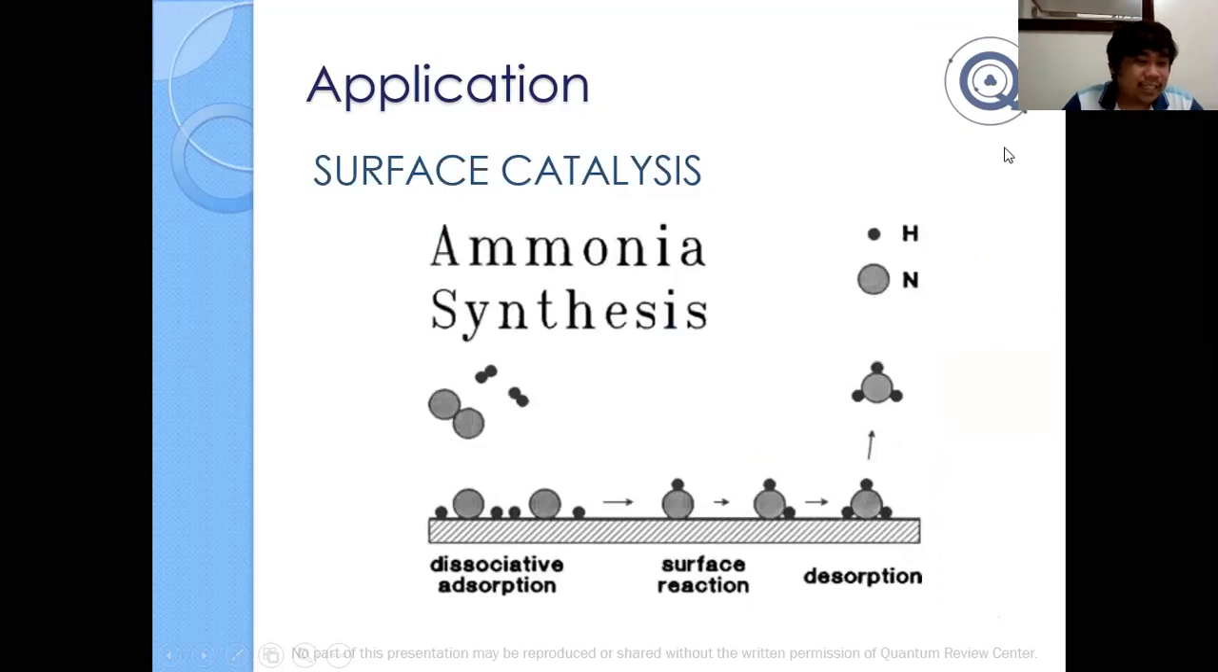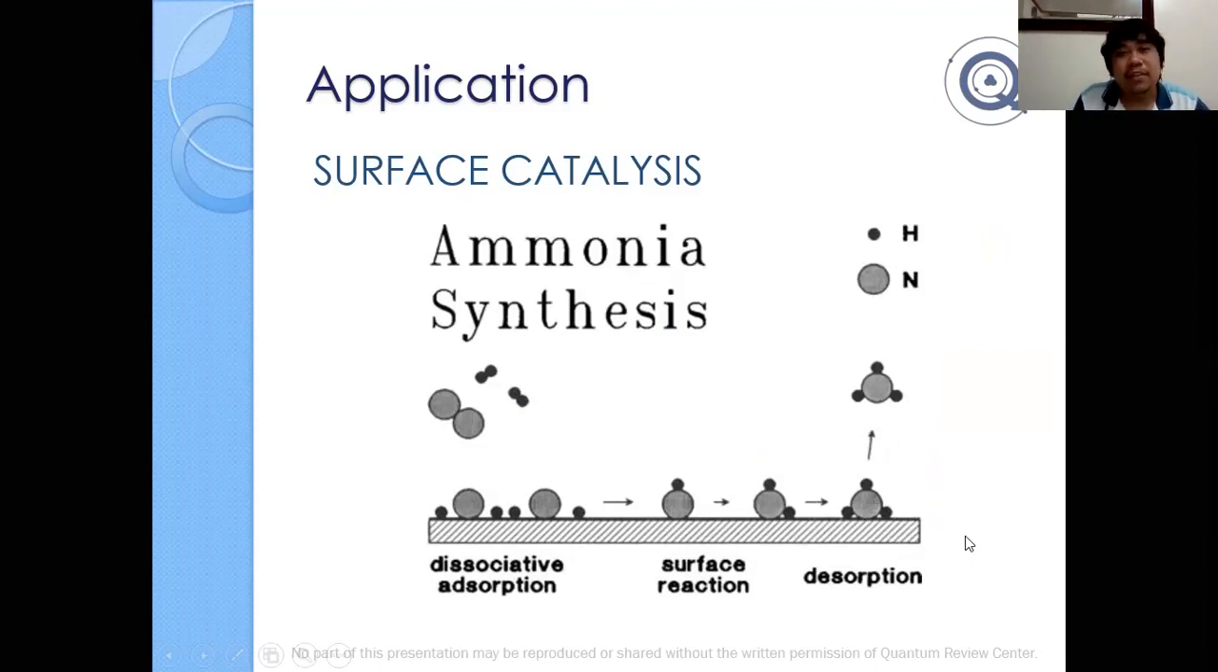Next, surface catalysis. Surface catalysis is also an adsorption process, wherein our surface, in this example, in ammonia synthesis, is an iron surface. Okay? What it does is dissociate the N2 and H2 into their atomic forms. Then the N and H stick together, and it will form ammonia. Okay? So, that's our adsorption process that involves ammonia synthesis.